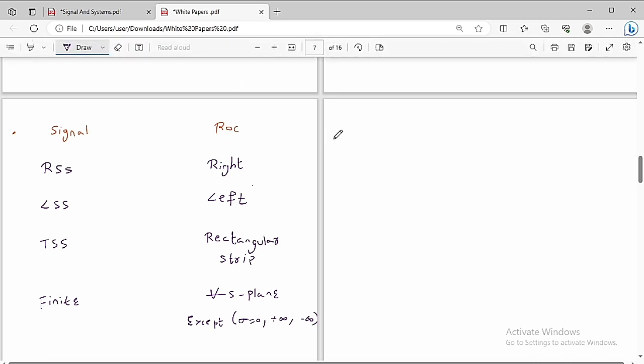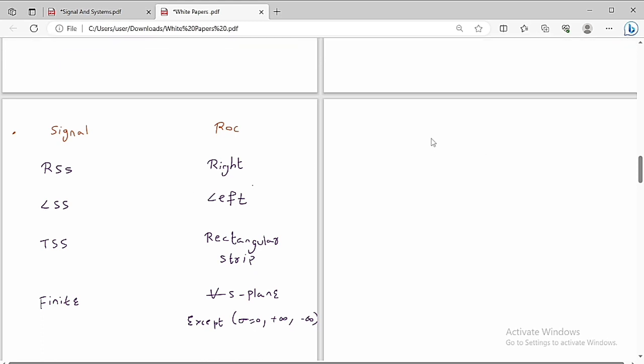Now, regarding the Z plane, I have already told you about the ROC in the Z plane also. In the Z plane, the right side means it will become outward, outward is a circle. Here, the left side means inward is a circle.